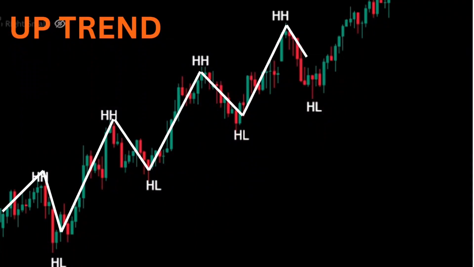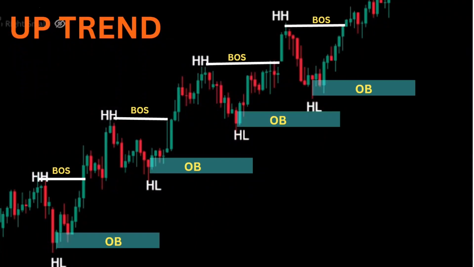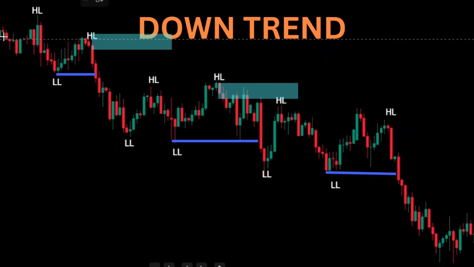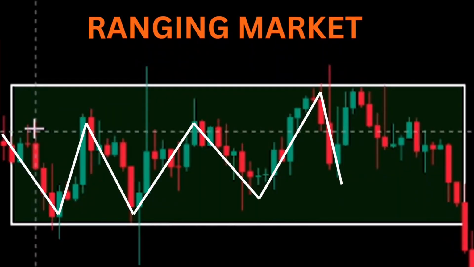What if I told you that 90% of traders are reading charts the wrong way and it's costing them money every single day? The missing piece: market structure.